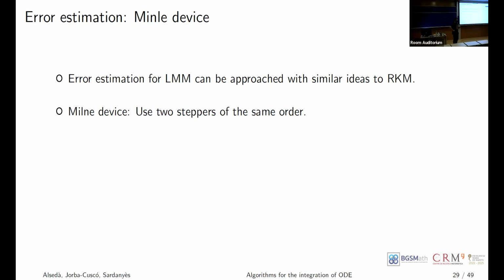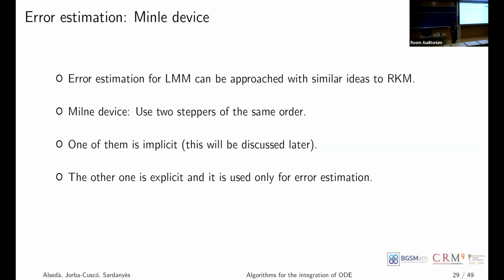Sorry, you use two methods of the same order. That's another strategy for the control. So you use steppers of the same order, and then one of them is implicit. And this will be discussed later, what an implicit method is. But one of them behaves better than the other. That's the point. And the one which is explicit is used only for error estimation. So you use the prediction of the implicit method.